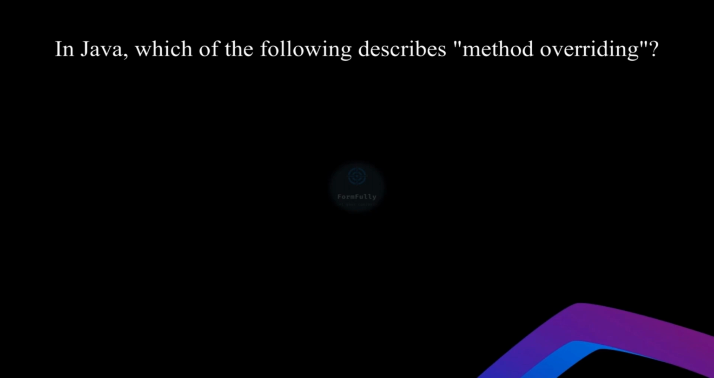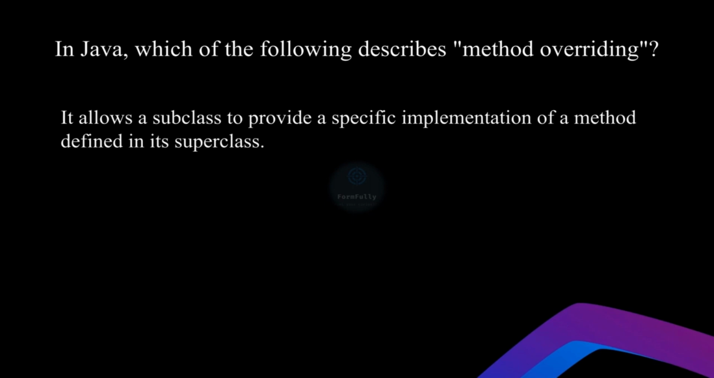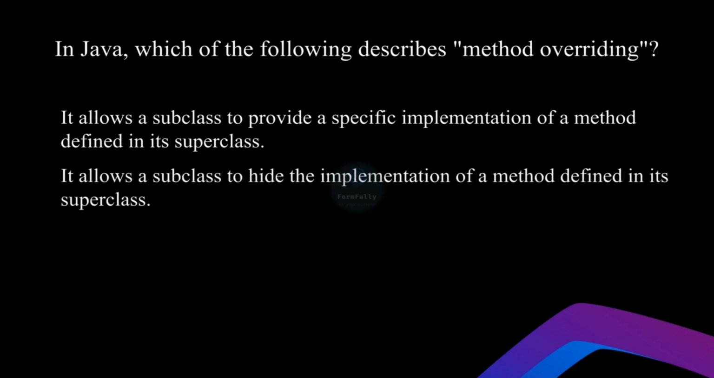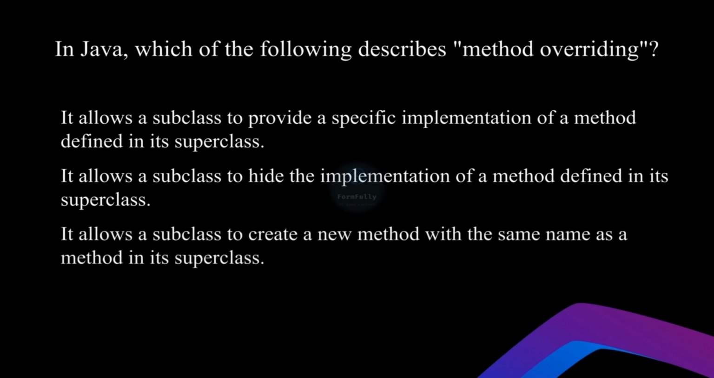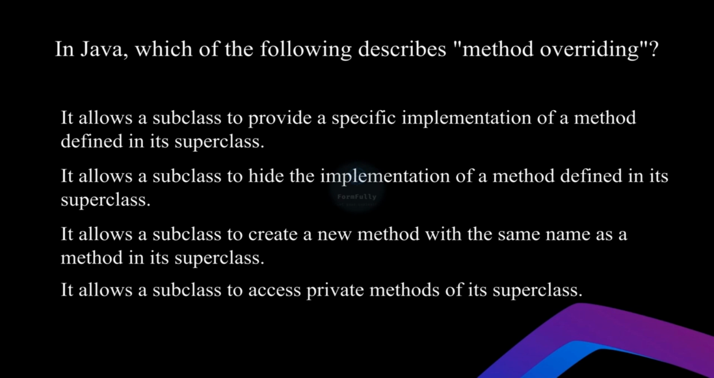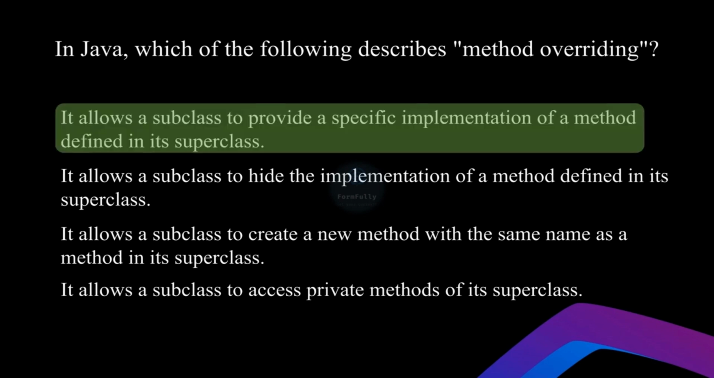Next, in Java, which of the following describes method overriding? Options are: it allows a subclass to provide a specific implementation of a method defined in its superclass. It allows a subclass to hide the implementation of a method defined in its superclass. It allows a subclass to create a new method with the same name as a method in its superclass. It allows a subclass to access private methods of its superclass. Here, the correct option is A, as method overriding in Java allows a subclass to provide a specific implementation of a method defined in its superclass.